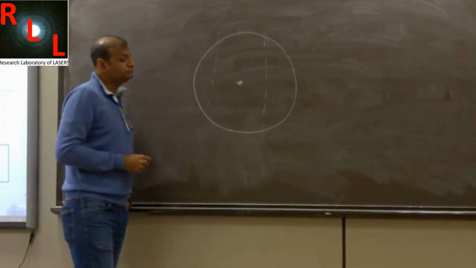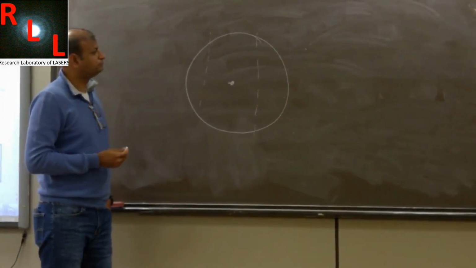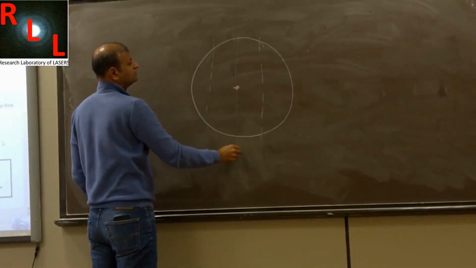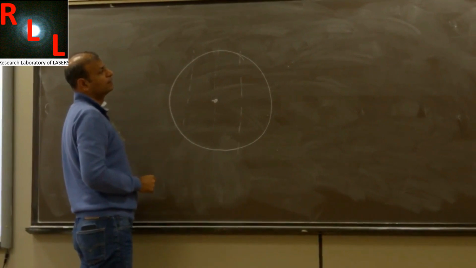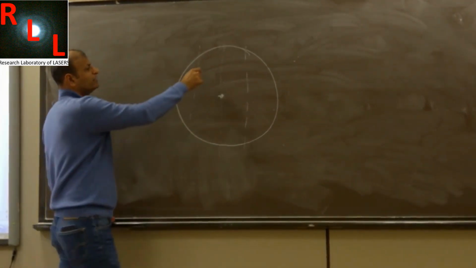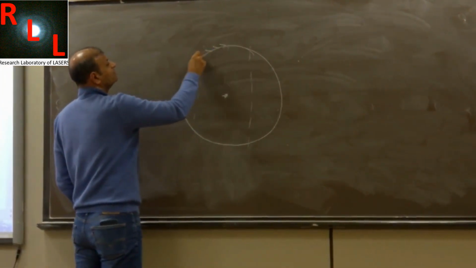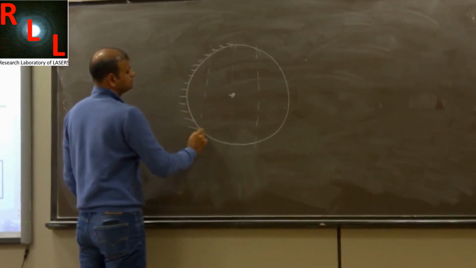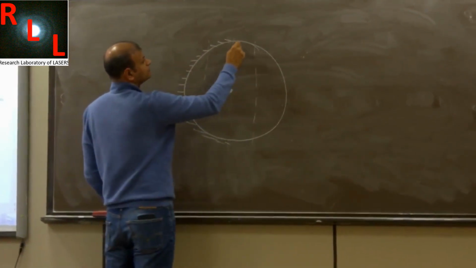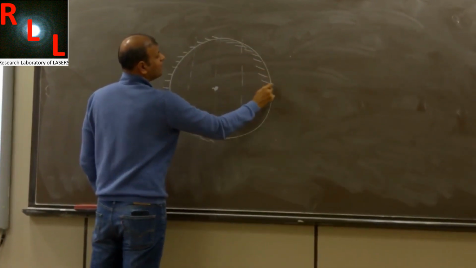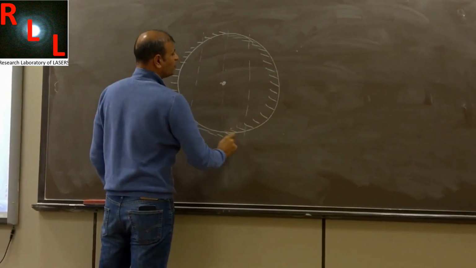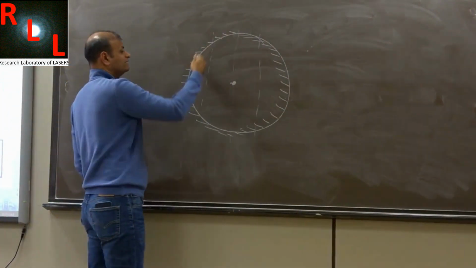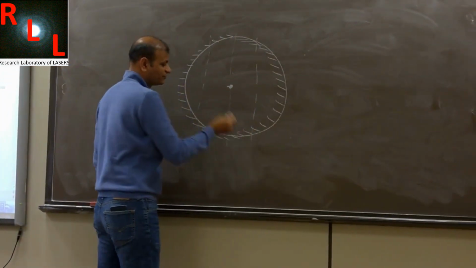Now, there are two possibilities. Let's suppose half of this sphere is polished from the inner side, and the other half is polished from outside. Polish means this is a reflecting surface and this one is a reflecting surface. Okay?